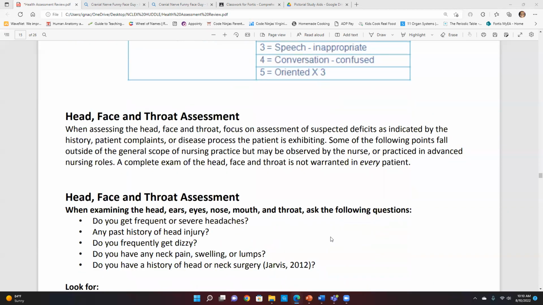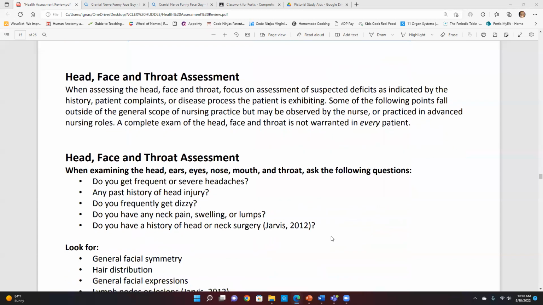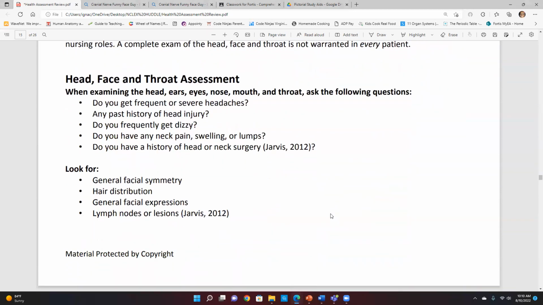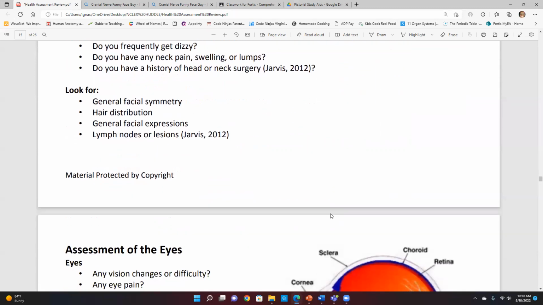Okay, so let's jump out of the neurological assessment. Let's go to the head, face, and throat assessment. So again, we're always going to be looking for symmetry. We're going to ask the questions, do they have any headaches? Do they have any history of head injury? Do they have any dizziness, pain, swelling, lumps, or bumps? We're going to be looking for facial hair distribution.